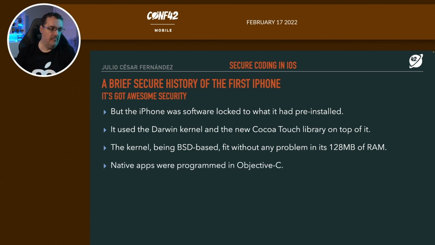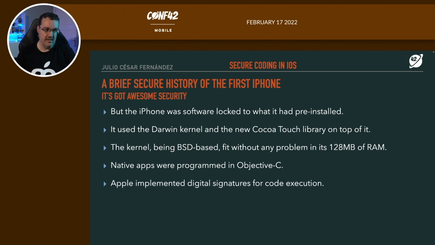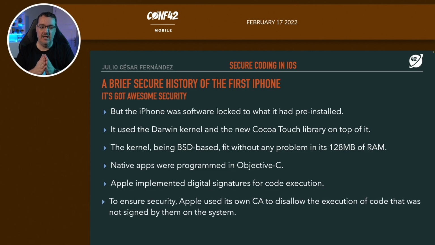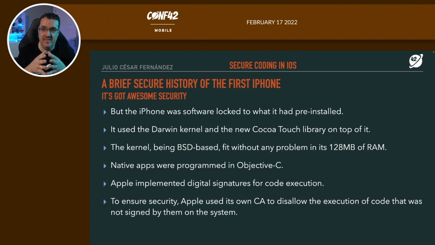Okay, but you know that native apps were programmed in Objective-C, and Apple, this is the most important thing about security, implemented digital signatures for code execution. And this is the way that we guarantee the security of the device.